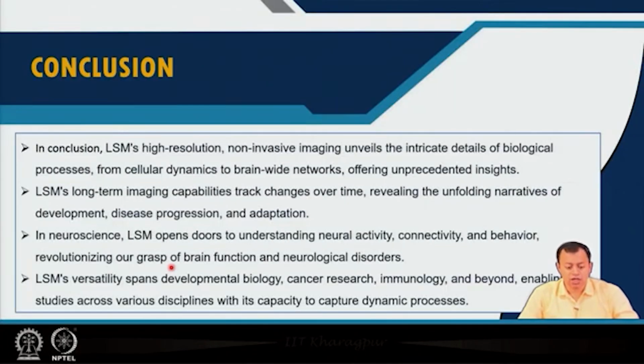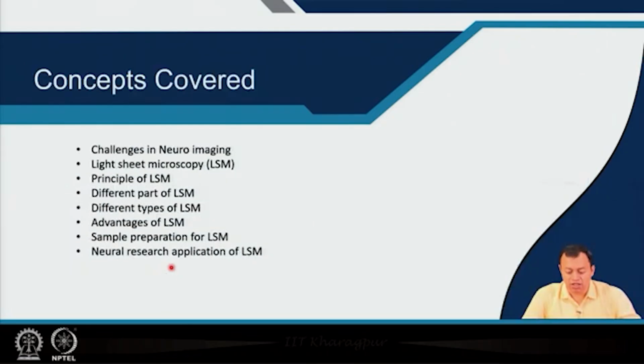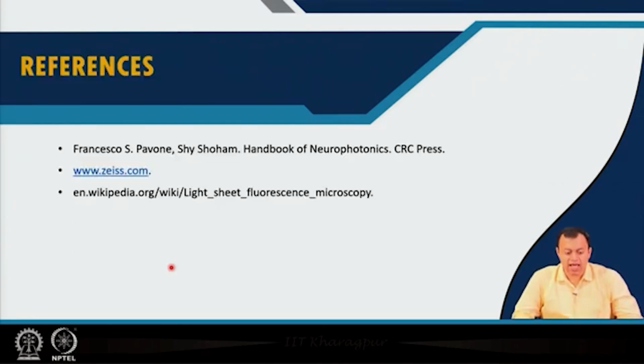So, in conclusion, LSM's high resolution non-invasive imaging unveils the intricate details of biological processes from cellular dynamics to brain-wide networks, offering unprecedented insights. LSM's long-term imaging capabilities track changes over time, revealing the unfolding narrative of development in neuroscience. LSM opens the door to understanding neural activity, connectivity, behavior, revolutionizing our grasp of the brain. And LSM's versatility spans developmental biology, cancer research, immunology, and beyond, and various disciplines are there to capture the dynamic process. So, these are the concepts that I covered today, and these are the references.